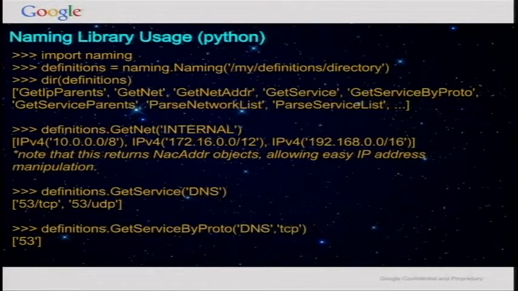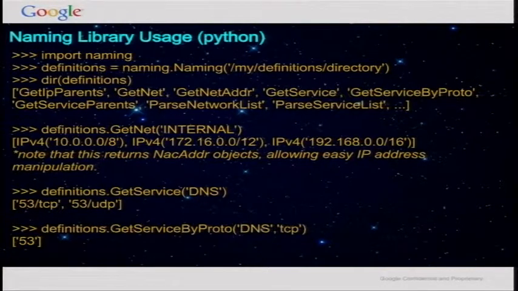This is more on the coding side for people that want to build into the tools. So to use this naming library, you would just in Python import the naming library. You would create a naming.Naming object. The only argument to it is a path in your network that contains those .net and .svc files with all your definitions. And you get this definitions object. And when you look at the different methods on it, you've got things like GetNet. And you can just say GetNet RFC 1918, and it's going to come out and say, oh, it's 3 different IP addr objects.